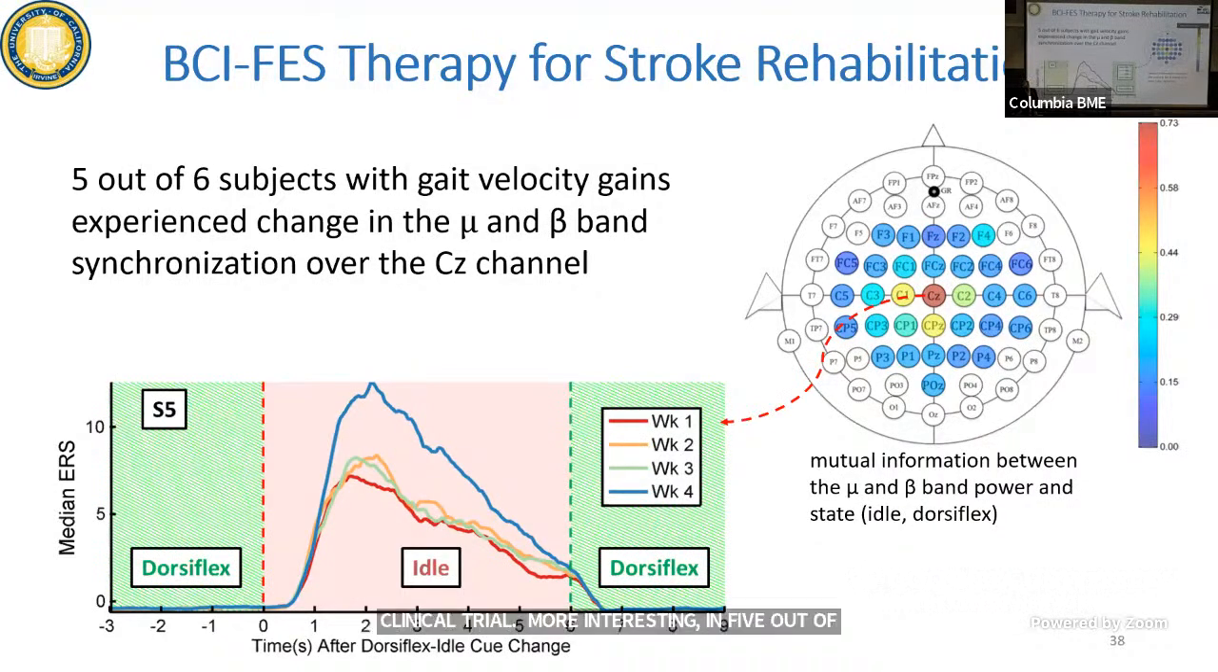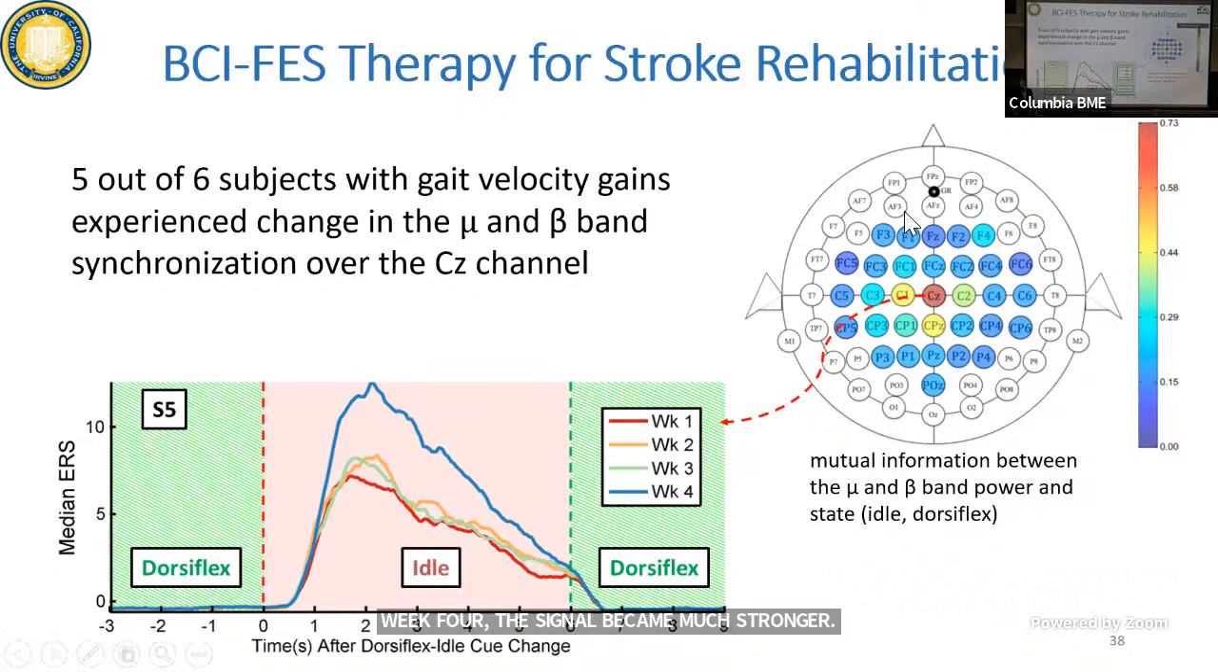Even more interesting, in 5 out of those 6, we were actually able to find an EEG biomarker of improvement. So here is something which, again, you don't have to understand much, which is called event-related synchronization. It's supposed to be low during dorsiflex and high during idle state. And here we measured this week by week, and you see that by week 4, the signal became much stronger. The contrast became much stronger.